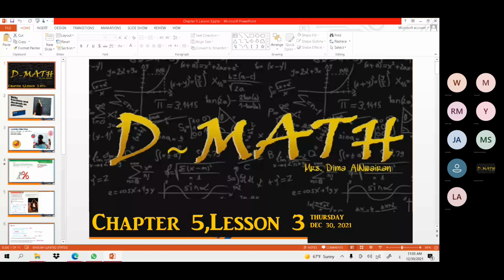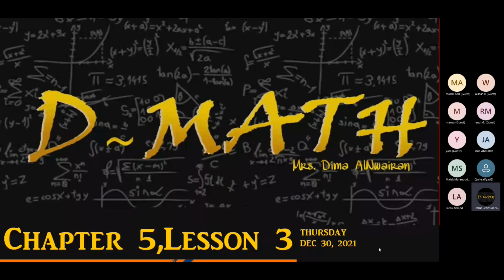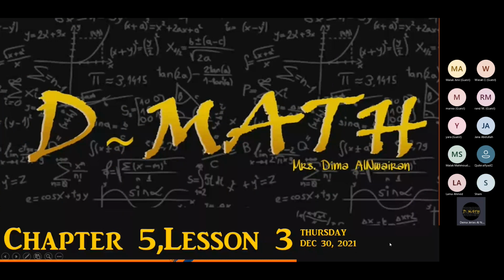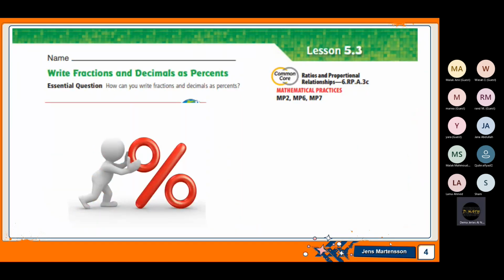So good morning. Today we're going to start a new lesson in chapter 5, which is about writing fractions and decimals as a percent. In the previous lesson, we talked about how we write a decimal as a percent and how you write a fraction as a percent. Today, you have a fraction, you have a decimal, and I want you to write it as a percent. All of you, please open your book, page 280.